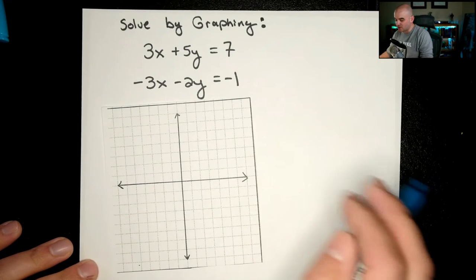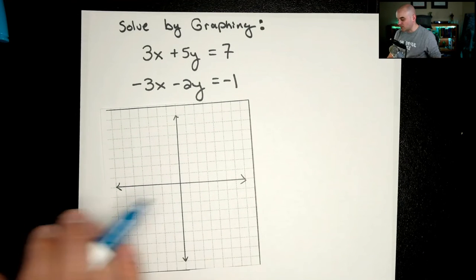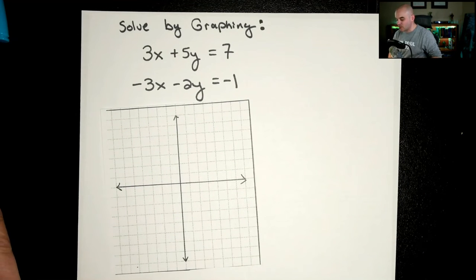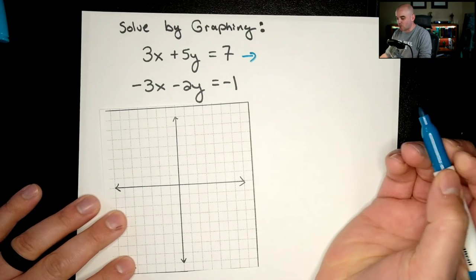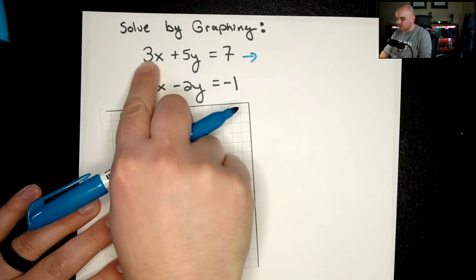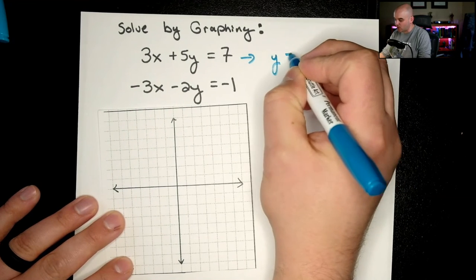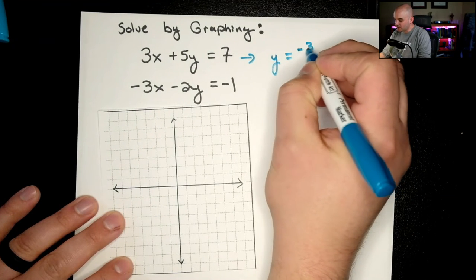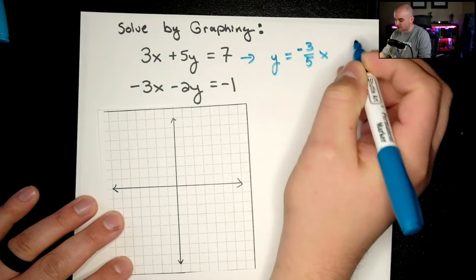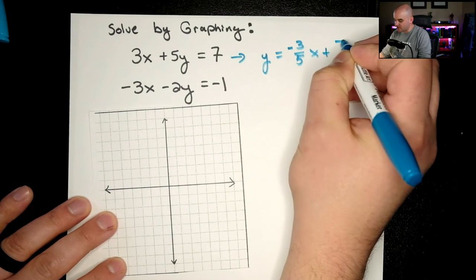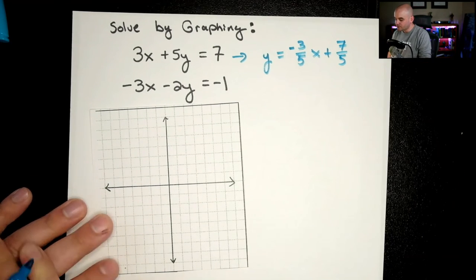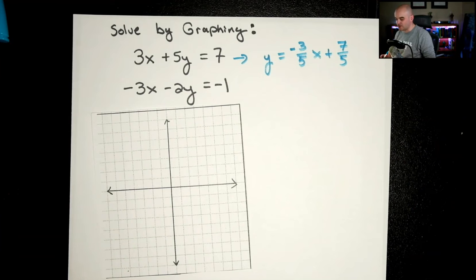Now we can solve or graph this a couple of different ways. One, and I think the way that most of my students are comfortable with doing it, is to get this thing to look like y equals mx plus b. So if I subtract 3x from both sides and divide by 5, I'm going to end up with y is equal to negative 3/5 x plus 7 over 5. And you can graph it from there if you want to.